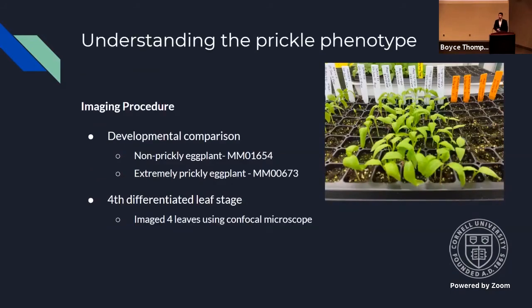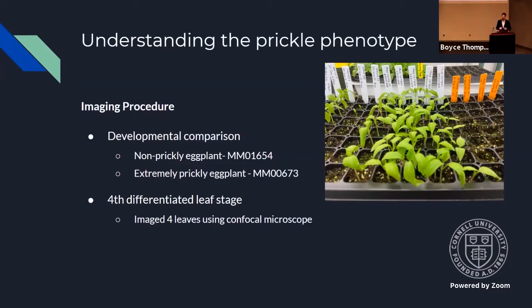So now I want to see the imaging aspect. How can I use imaging to understand the prickle phenotype? So like I said, we did the extremes. We had a non-prickly eggplant and an extremely prickly eggplant. We planted them, had them germinate, and then right around the 4th differentiated leaf stage.